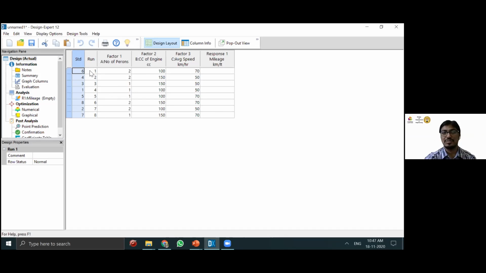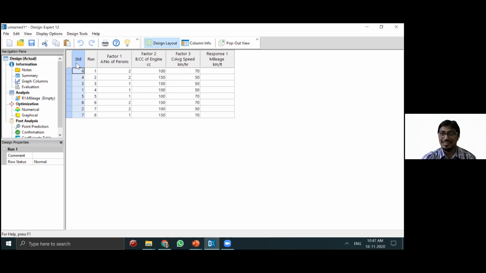Usually we need to conduct experiments in this run order. Most of the reviewers, the panel, your guides and all, will be asking you the simplest first doubt: did you do experiments according to run order or standard order? When you are mentioning it, you should mention it in standard order, and when you are doing it, it should be run order.